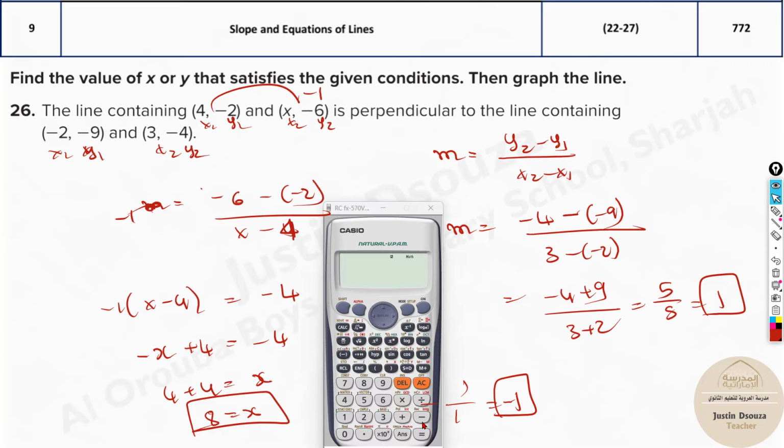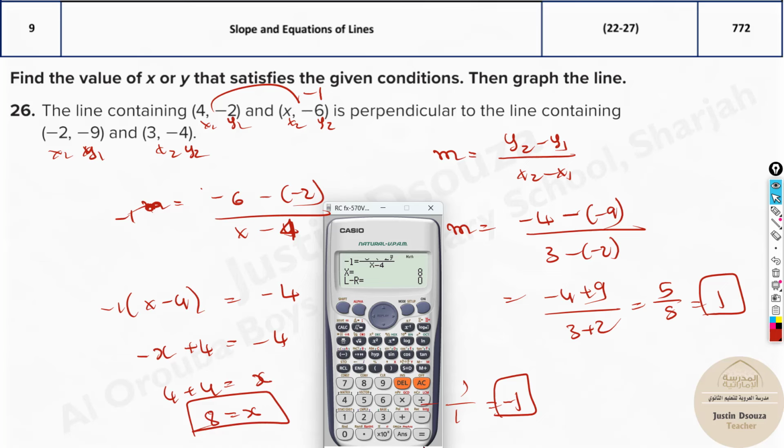We will just type this out entirely. Negative 1 equals alpha, CALC, gives you equal. And over here we have negative 6 minus of minus 2 divided by unknown variable x, that is alpha, and this symbol over here, minus 4. Shift and solve. The answer is 8. The x value is 8.